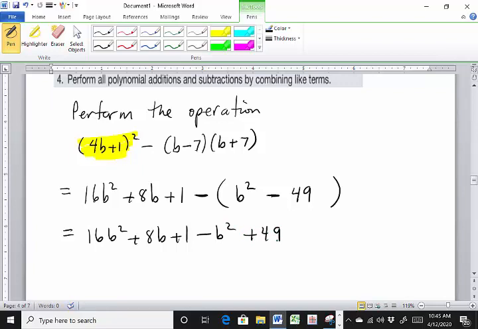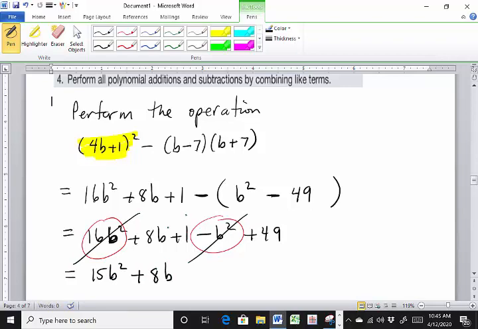Then we can combine like terms, right? So let's finish this up. This is a b right here. It looks like a 6, but it's a b. So 16b squared and negative b squared end up being 15b squared. Then no other b's, so that's 8b. And then 1 plus 49 is 50. And that's our final result.